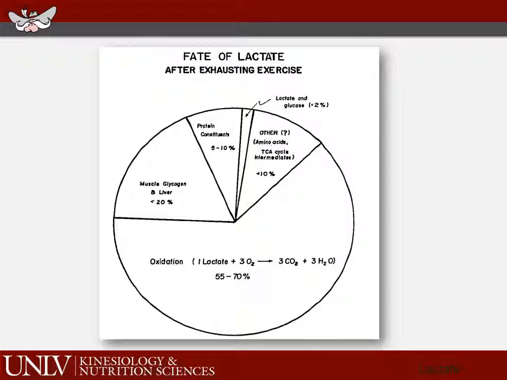So here is the fate of lactate after exhaustive exercise. And I'll just go ahead and look around here, but that shows the big chunk of that pie there is oxidation. You have muscle glycogen and liver, and then you have proteins and amino acids, and then you have some lactate and glucose, less than 2%. Because remember, at rest, you always have some blood lactate available.